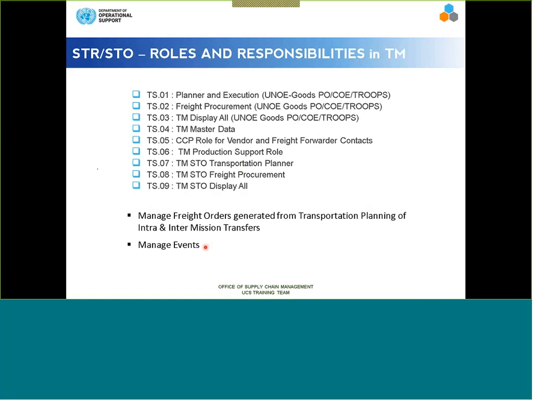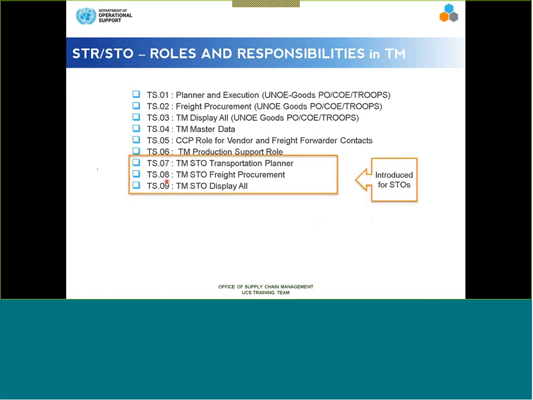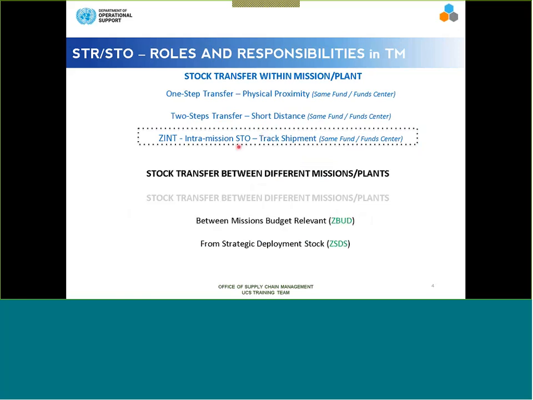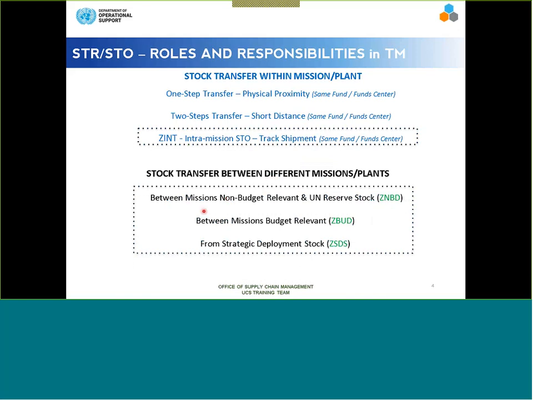Okay, the roles we're focusing on are TS07, 08. Okay, we added 09 again, just like we said yesterday, this is for a display all role. TS07 will manage transportation and events, and TS08 will manage the freight orders. Okay, we're only focusing on intermission transfers that are ZINT. We're tracking shipment from one mission to another with the same fund center. And for the intermission transfers, which are between missions non-budget relevant, or between missions budget relevant, or from the strategic deployment stock. So again, whether they're STOs or STRs coming from these specific scenarios, let's see how that impacts TM, and if you're a TS07 or 08, how that would impact you directly depending on which scenario we're looking at.